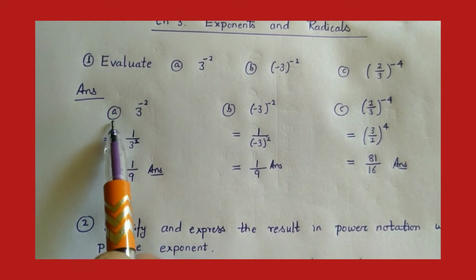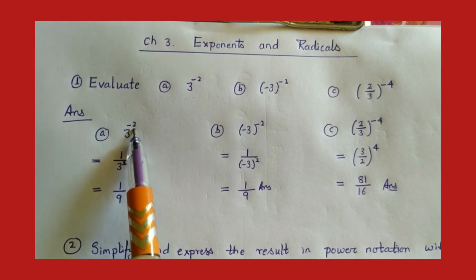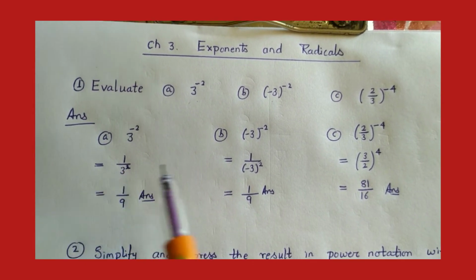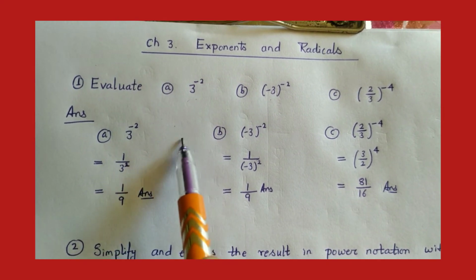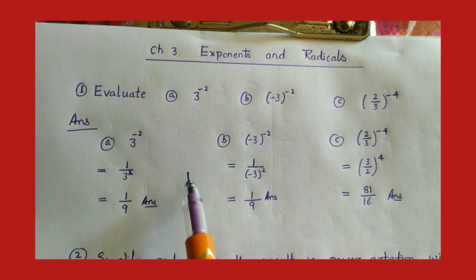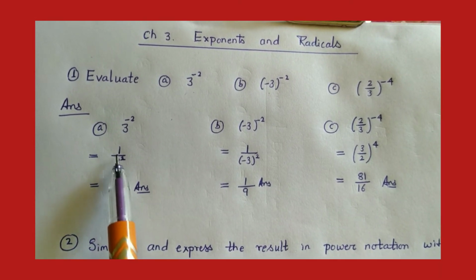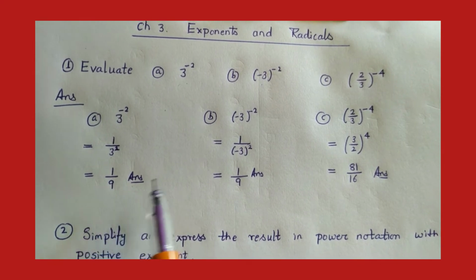Now first is question A, 3 to the power minus 2. This can be written as 1 by 3 to the power plus 2. You know the property a to the power minus m is equal to 1 by a to the power m, which I have already discussed in my previous class. And 1 by 3 square, 3 threes are 9, so 1 by 9 is the answer.